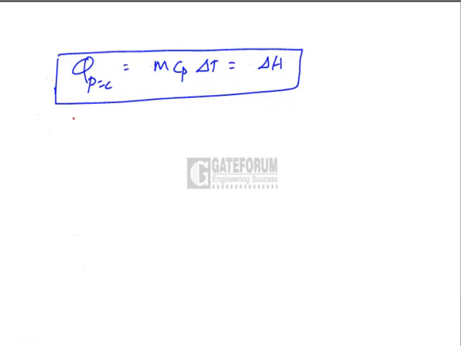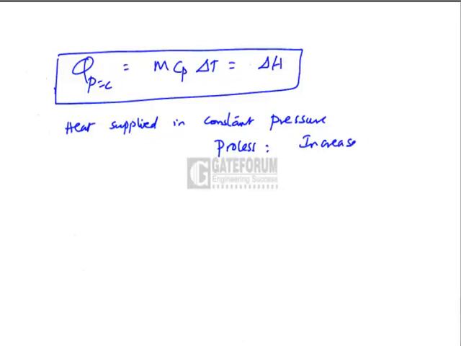For a finite change of state, heat supplied in a constant pressure process is given as m Cp delta T, which is equal to delta H. So the bottom line is heat supplied in a constant pressure process is equal to the increase in enthalpy of the system.